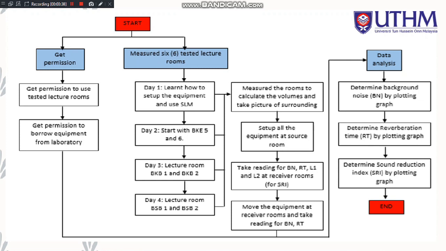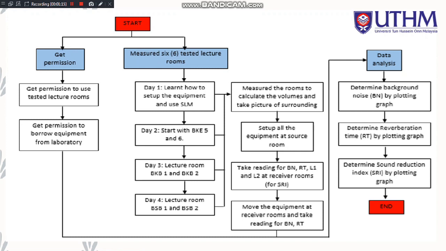For the second day, I start at block G3, which is BKE 5 and BKE 6. I choose BKE 6 as a source room and set up all the equipment. After that, I take the parameters of acoustic, which is background noise, reverberation time, L1 at source room, and L2 at receiver room, where L1 and L2 are for sound reduction index. Then I move the equipment to receiver room to take the reading for background noise and reverberation time parameter.